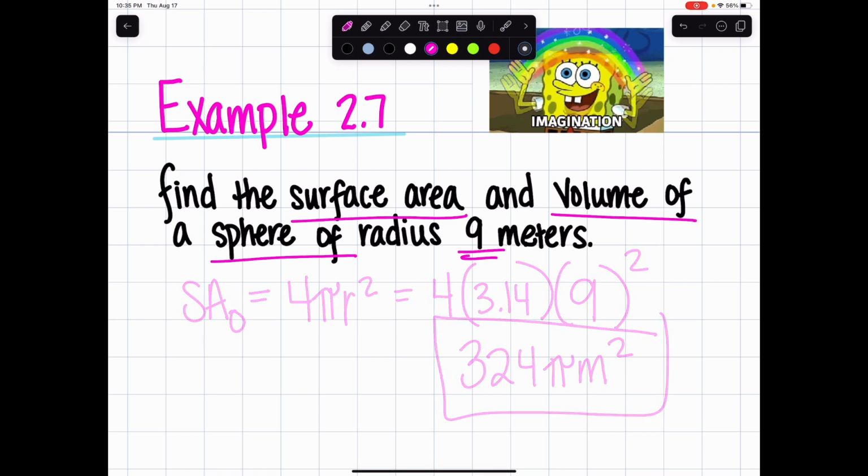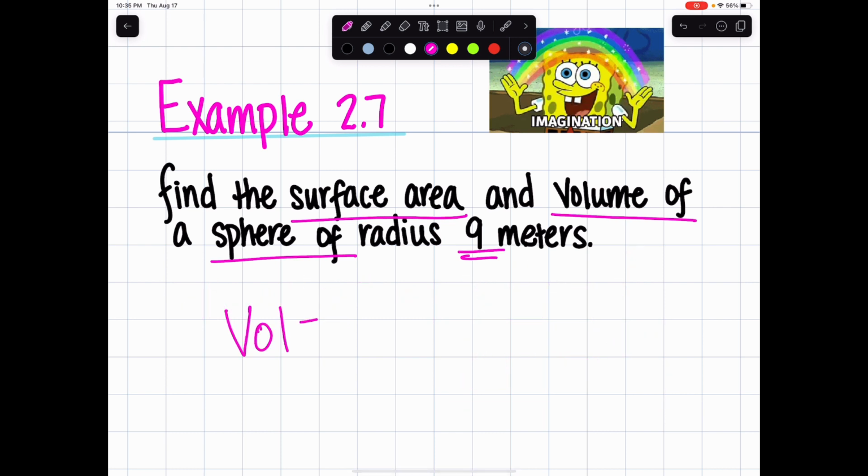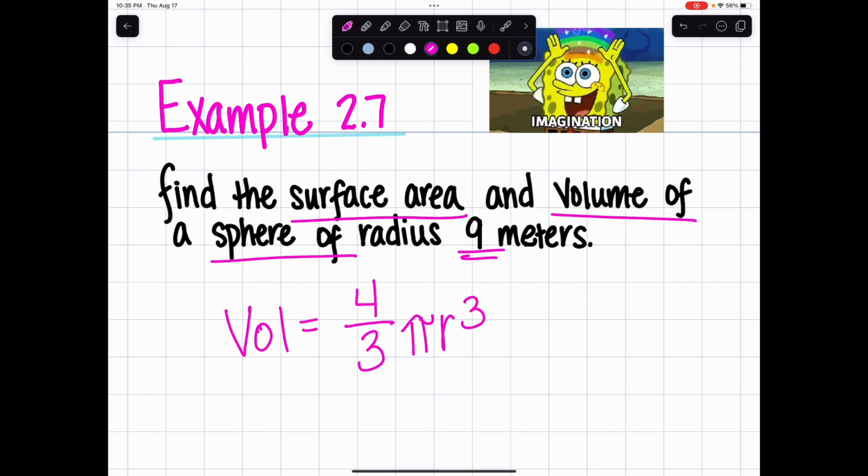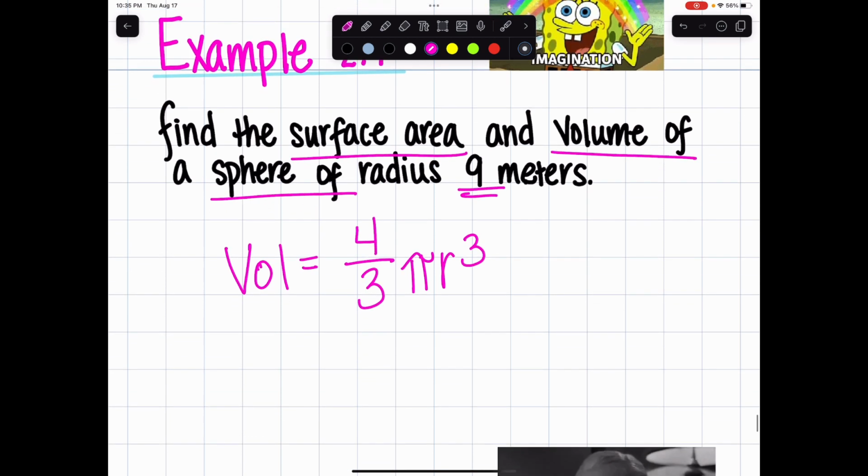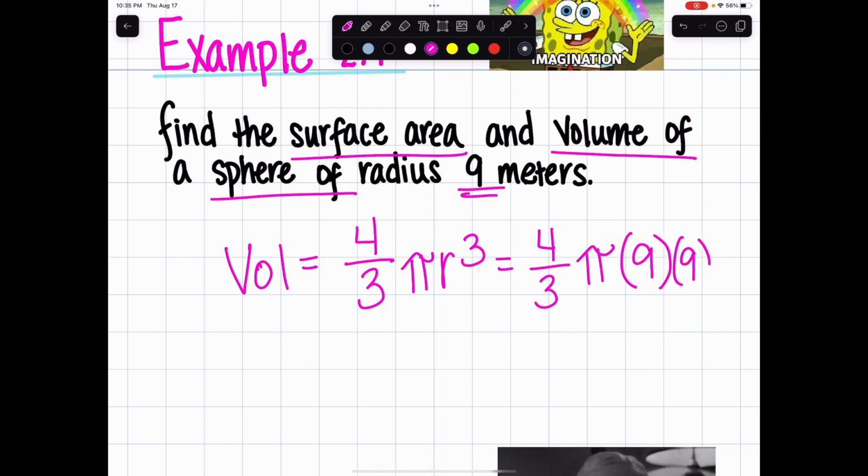Now we're doing volume. What's the formula for volume? It's the one that was hard for me to memorize. 4/3 pi r cubed. Don't forget that it's cubed because it's going to have to be 9 times 9 times 9. Okay? That's going to make a difference. You'll get the wrong answer if you don't cube it. 4/3 times pi times 9 times 9 times 9. We'll get 972 pi meters cubed.